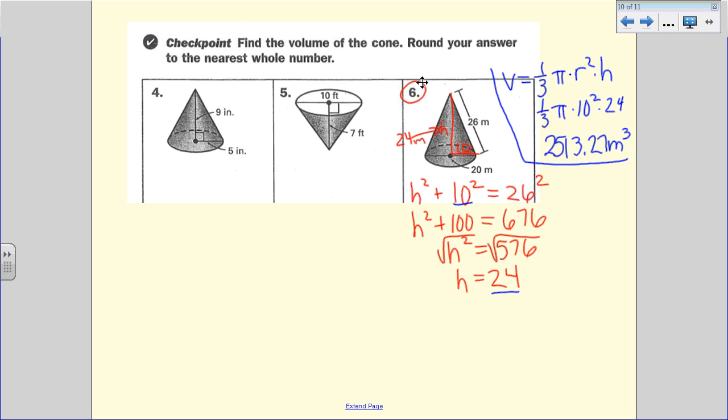But in order to get this H value, we had to use the Pythagorean theorem. And so what you're going to do now is 4 and 5. Those match up really nicely to example number 2, because you have the height. You have a height of 9 that you can use in your formula, and you have a height of 7. So finish those, and we'll check those in class.